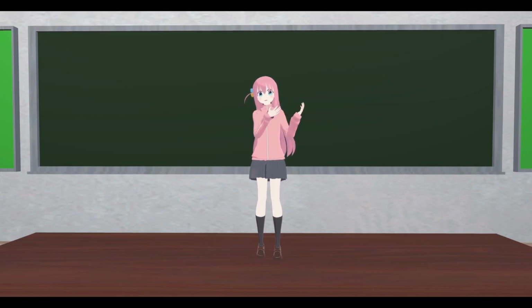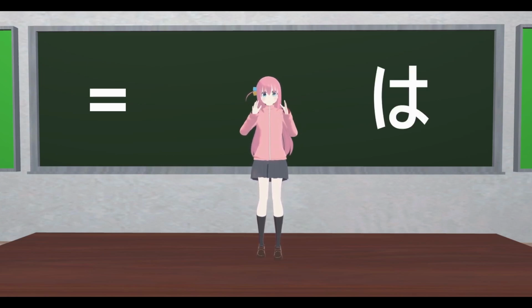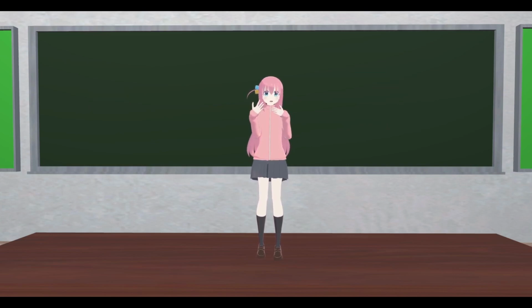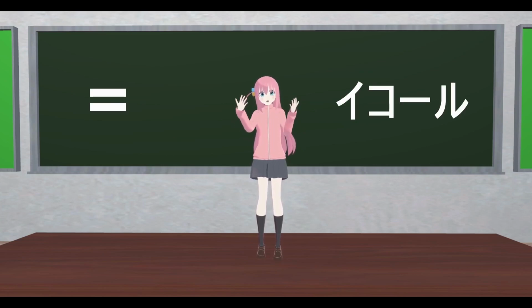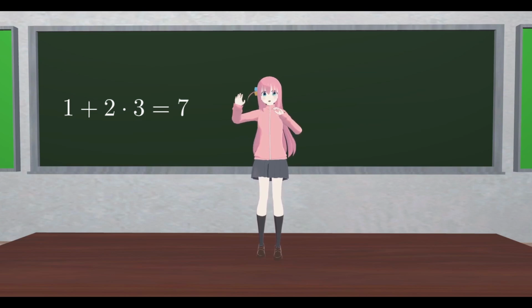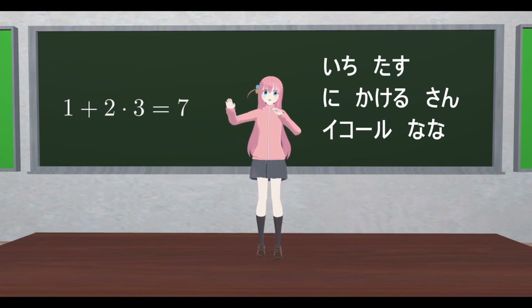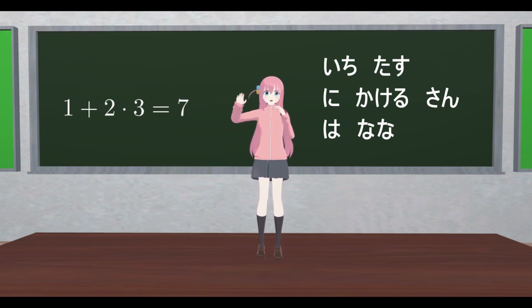Now, if you want to say that's equal to something, there are 2 ways of doing that. There's a more simple, relaxed way of saying it, which is just wa, like the particle wa, which is the equivalent of saying 1 plus 2 times 3 is 7. Or you can also say ikouru, which is from the English word equals, and that's what you'll hear in school in more formal mathematical situations. So 1 plus 2 times 3 equals 7 can be read as either 1 tasu 2 kakeru 3 ikouru 7, or 1 tasu 2 kakeru 3 wa 7.